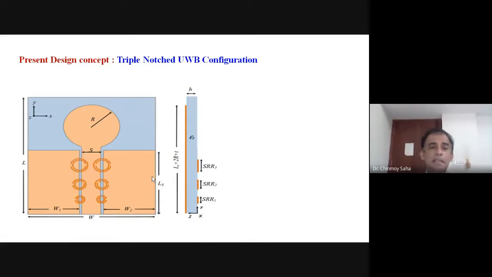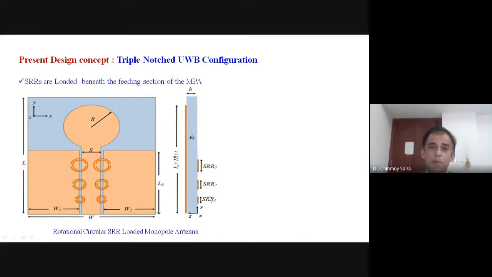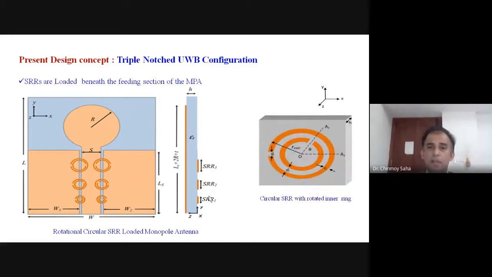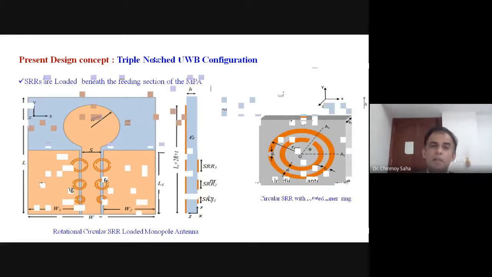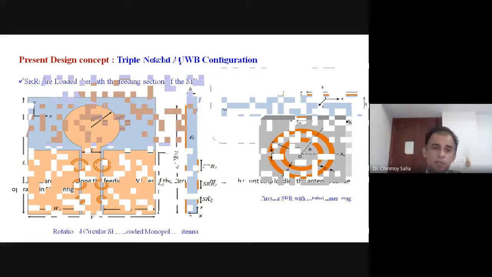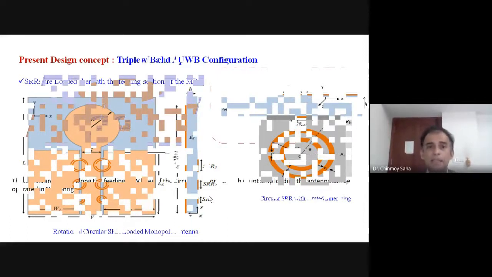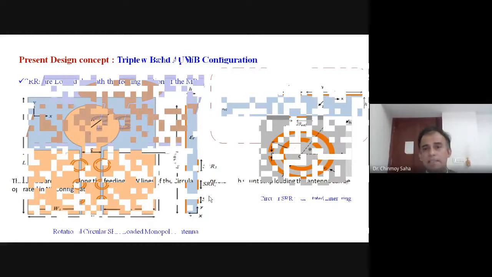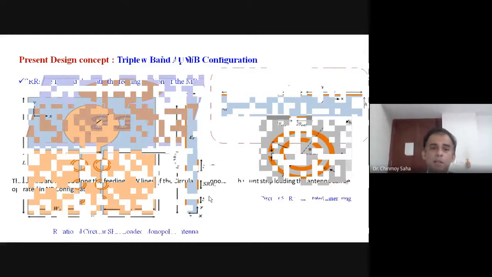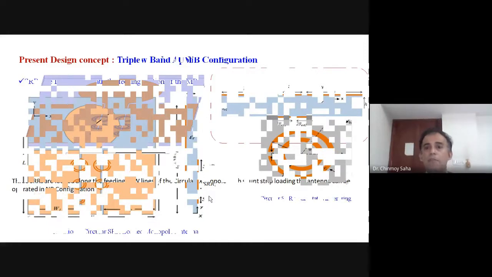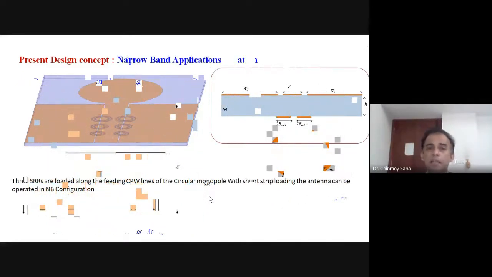As you can see here, there are three pairs: pair 1, pair 2, and pair 3. They are differently sized and differently tilted also. As you can see here, these are on the same line, so this is like 0 degree. This is a little bit of offset, so this is like a 60-degree rotation, and this is a 90-degree rotation. Pair 1, pair 2, and pair 3. So these SRRs are loaded on the back side of the substrate, just beneath the CPW feed line, while the CPW feed line basically excites the antenna.